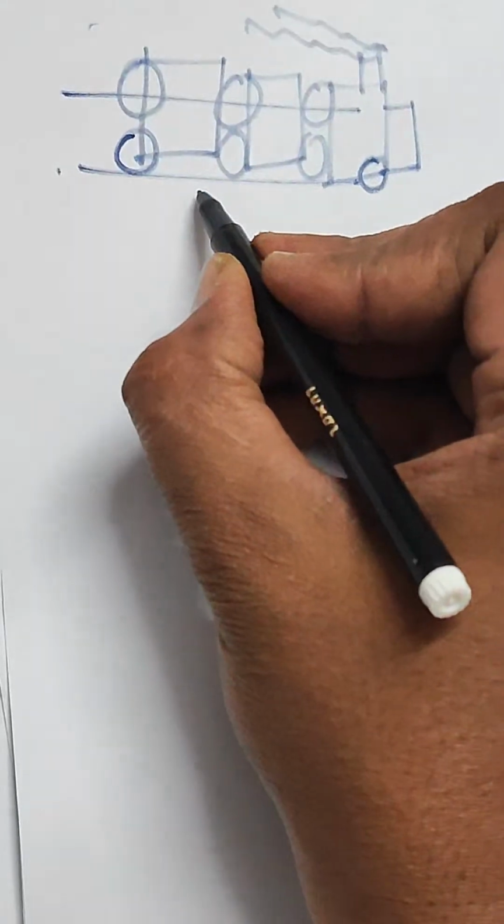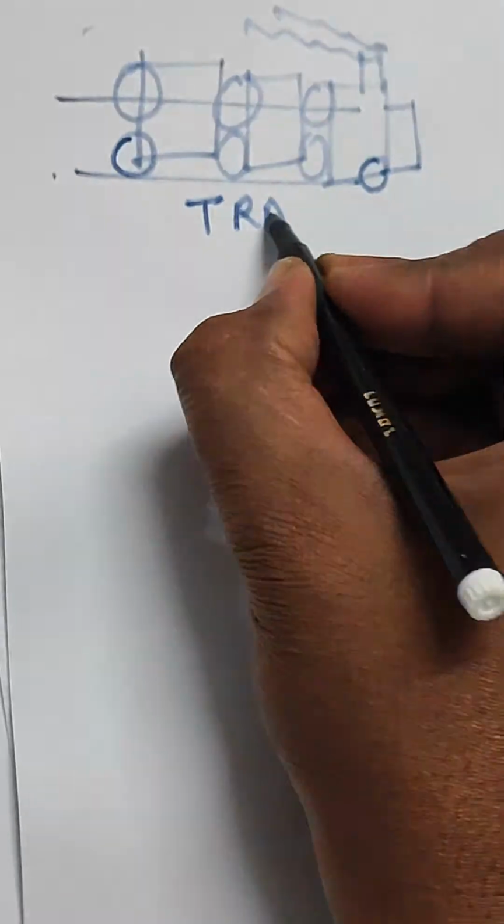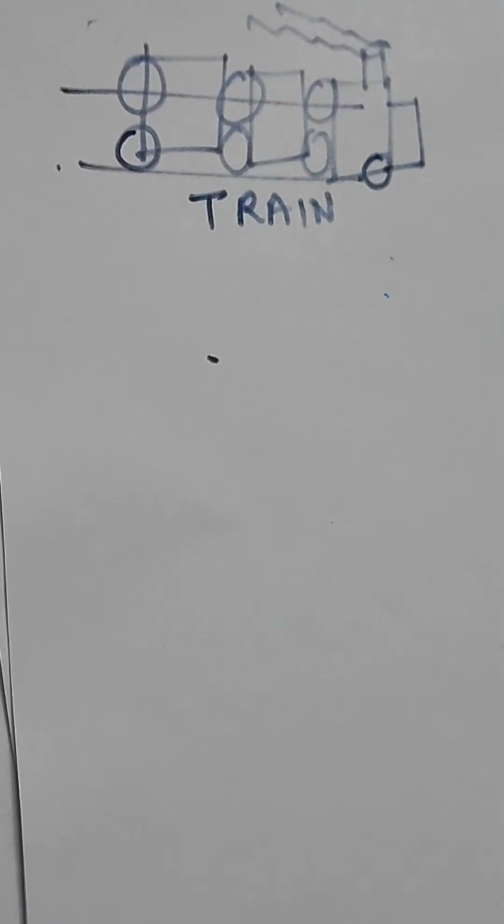Let us take one more question from quadratic equations, where a train is given to you. Let us say this is a train which is going in a certain direction.